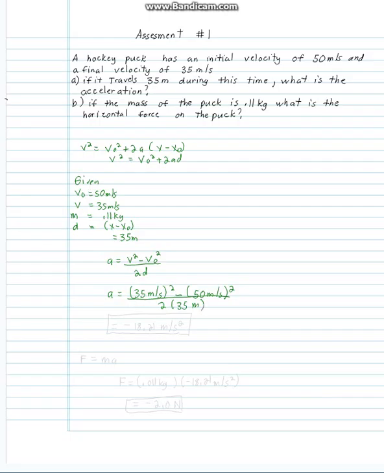And when we calculate that, let's use a calculator here, we get a negative 18.21 meters per second squared. And the negative sign indicates that it's a decrease in acceleration.